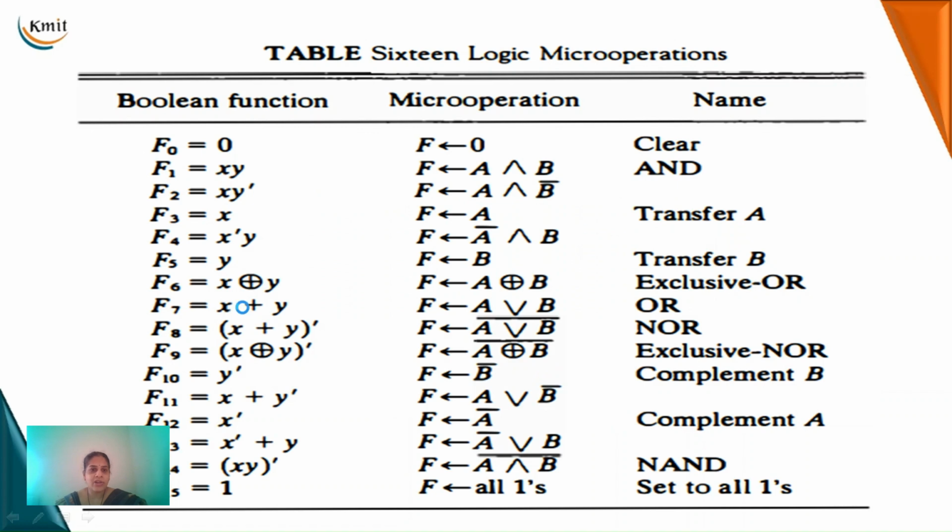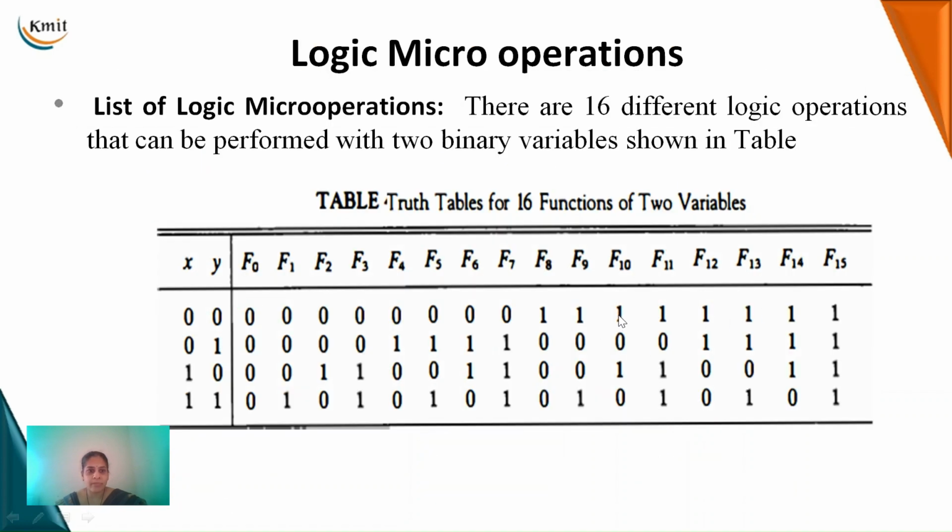Then next coming to F10, it is Y complement. So whatever is the value of Y, you're just making a complement. So 0, 1, 0, 1 becomes 1, 0, 1, 0.